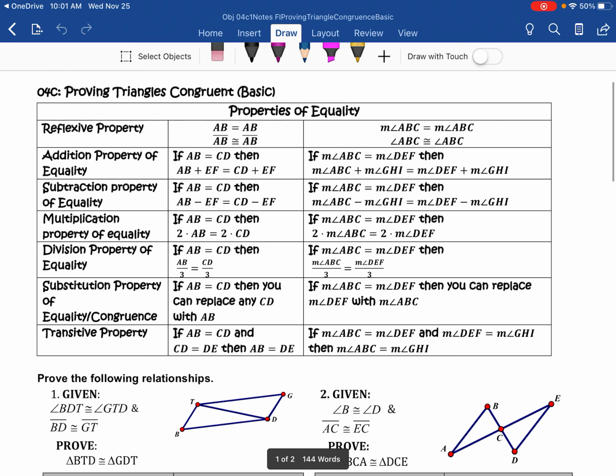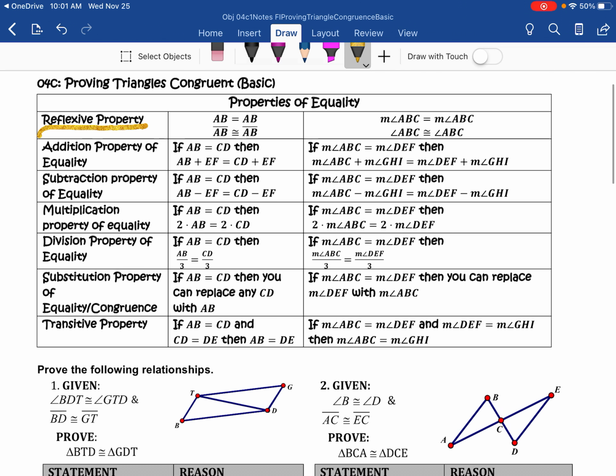So these are all the properties. Actually, the reflexive property is the one property that we're actually going to be using. Reflexive property just says something is equal or congruent to itself. So side AB is equal to side AB. Side AB is congruent to side AB. Angle ABC is congruent to angle ABC. And then here I go through all of your properties of equality. The addition property of equality: if you have one side equals another and you add the same amount to each side, the sums are going to be the same, and the differences are going to be the same. If you multiply each side, it's going to be the same.